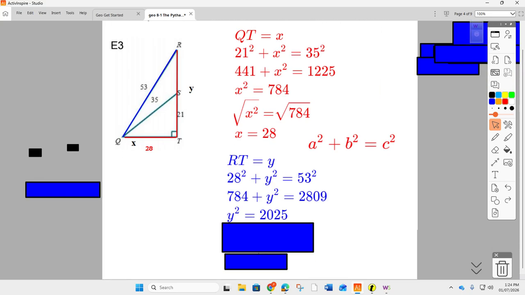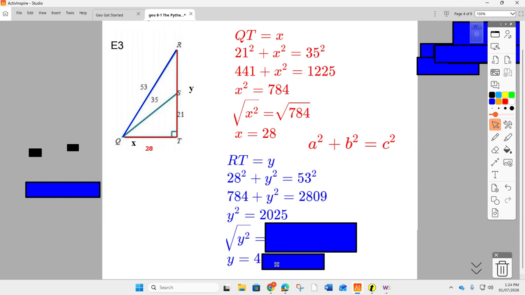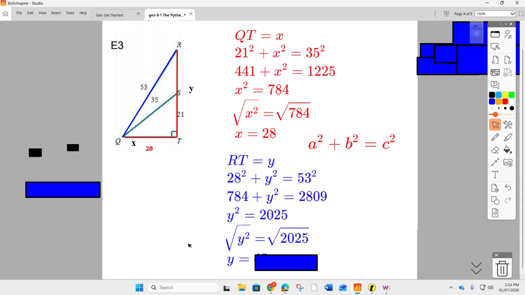Does that make sense, Andre? All right, so now, anytime I see a square on that variable, I have to take the square root of both sides of that equation. The square root of 2025 is 45. So now I know the length of RT is 45.